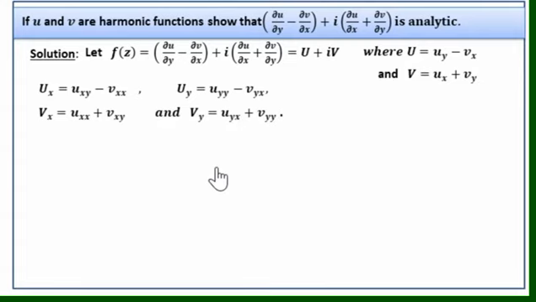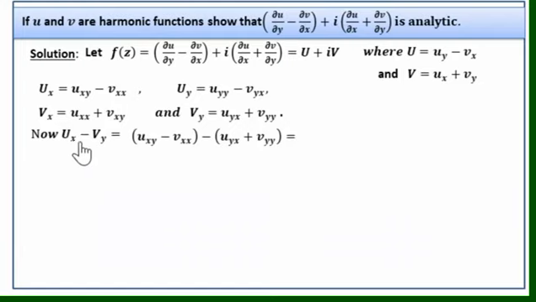Okay, next we consider this ux minus vy. We consider ux minus vy, substitute for ux and vy in the next step and show that the difference here is equal to 0. If we prove that ux minus vy equal to 0, then that implies ux equal to vy, that is the first CR equation is satisfied. Okay, so substitute now for ux and vy. From this, ux is uxy minus vxx, minus vy is uyx plus vyy.